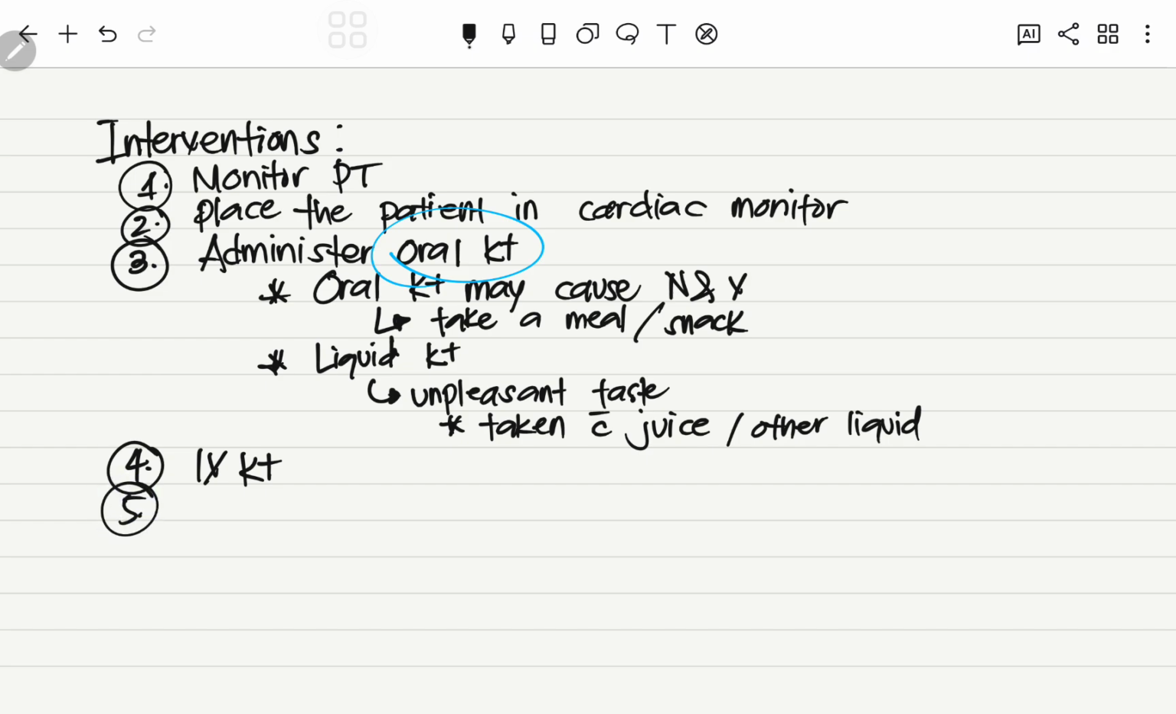So number 5, we also need to always prioritize patient safety. Why? Because the patient may experience muscle weakness. It's because everything is down. One of which is your weak neuromuscular system. So we need to remember that one.